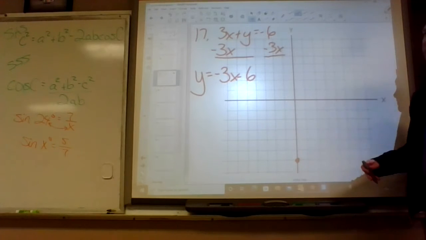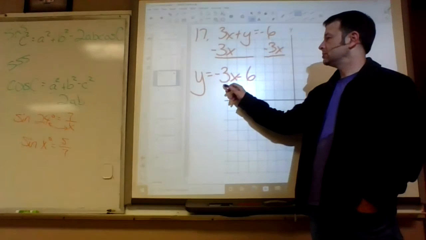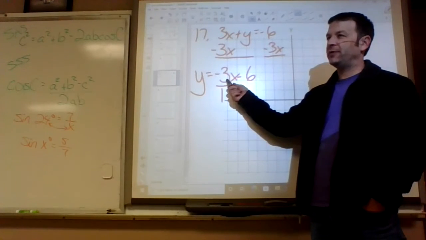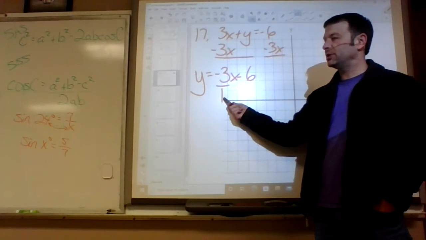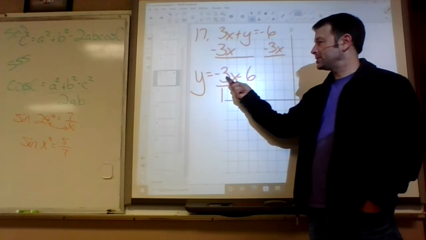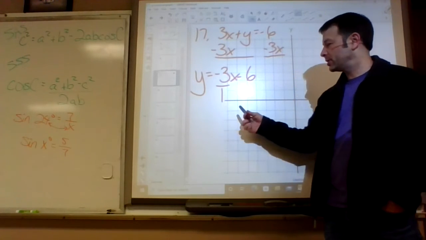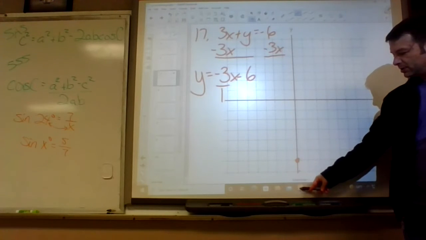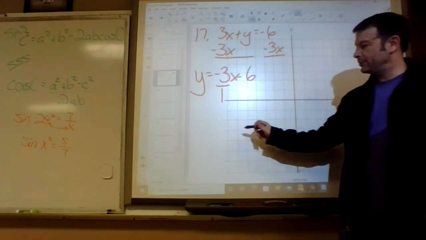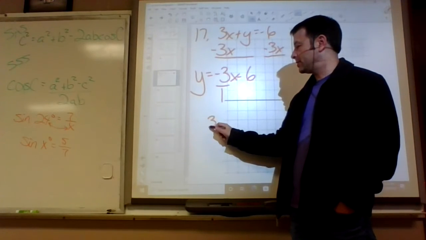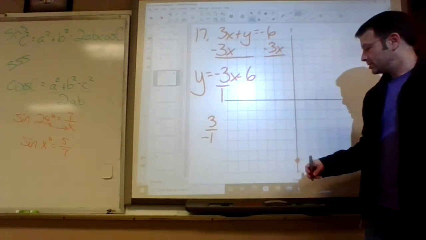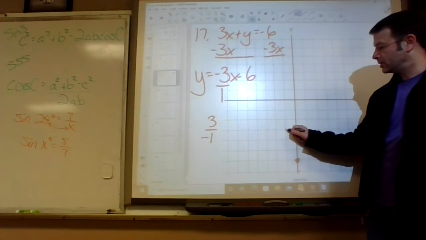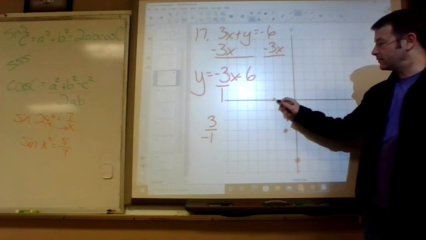Where do I go from there? Up 3, and then go 1. Okay, the slope is negative 3, or negative 3 over 1. So we're going to rise negative 3 and run 1. However, what's my problem here? You can't go down 3 off the graph, so you'll switch it. Instead of negative 3 over 1, I'm going to do 3 over negative 1. Put the negative on the bottom. So I'm going to rise 3 and run negative 1.